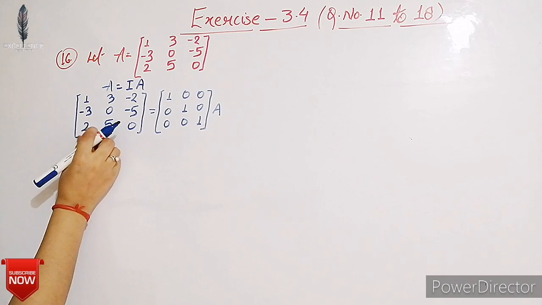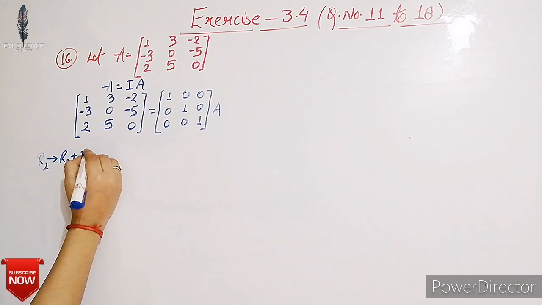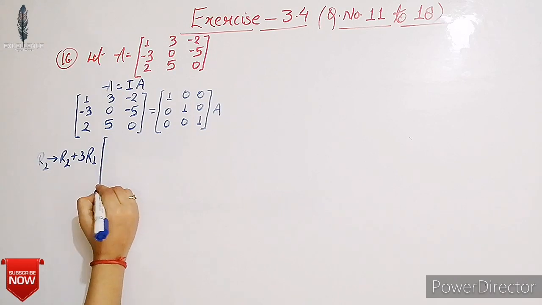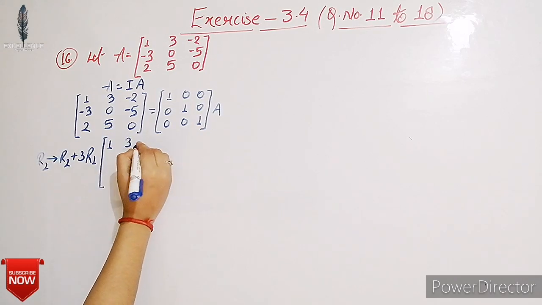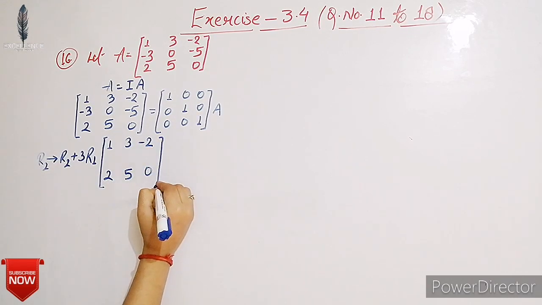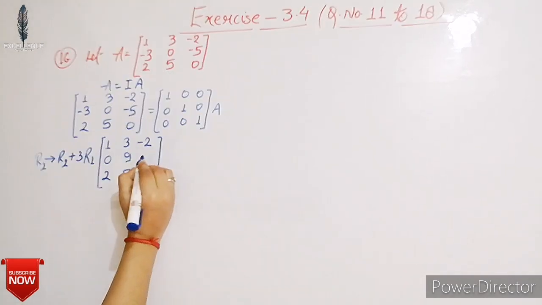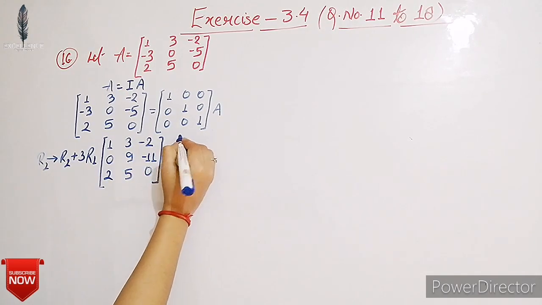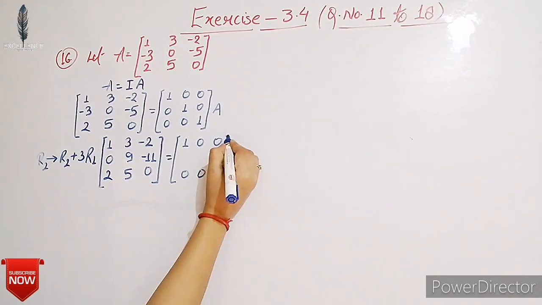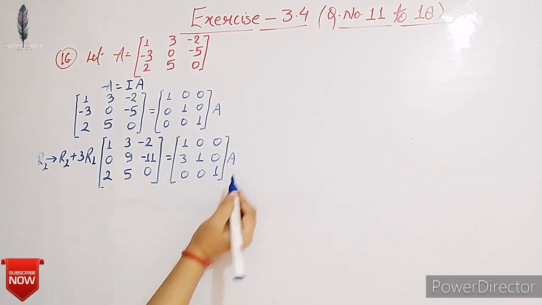Let's change first minus 3 into 0. So R2 is such that R2 plus 3R1. Then we get R1 is same 1 3 minus 2. R3 is same 2 5 0. And R2 becomes minus 3 plus 3, that is 0. Here 9 and it's minus 11 is equals to, same for here, R1 same, R3 same, and R2 becomes, here it is 3 1 0.